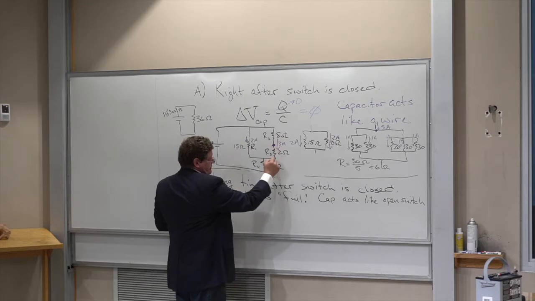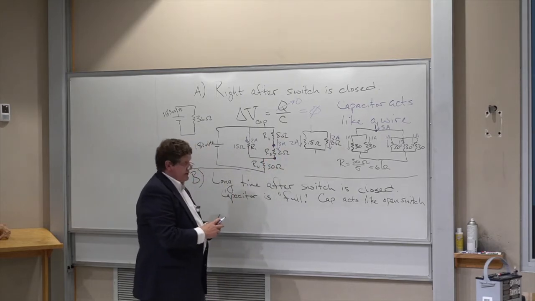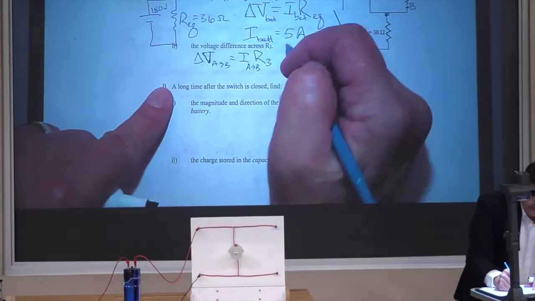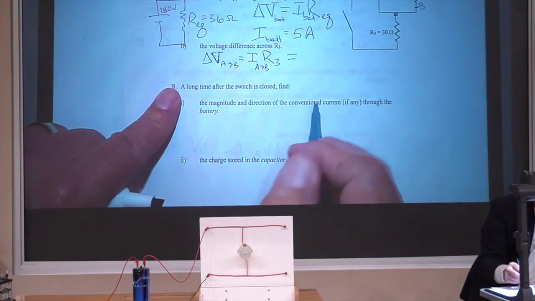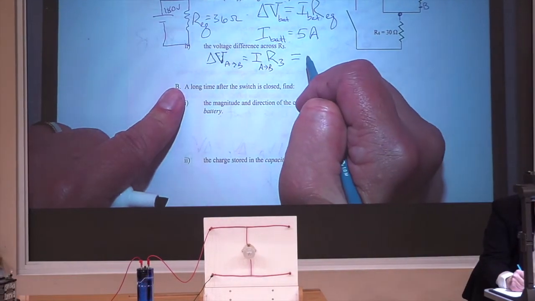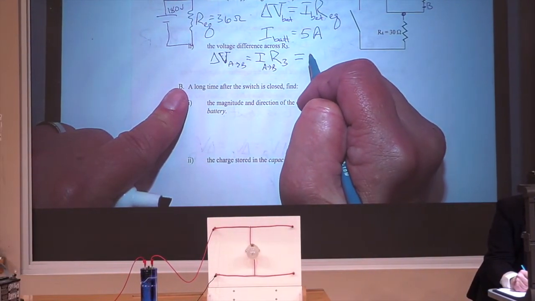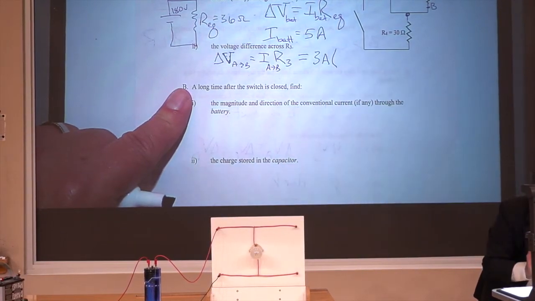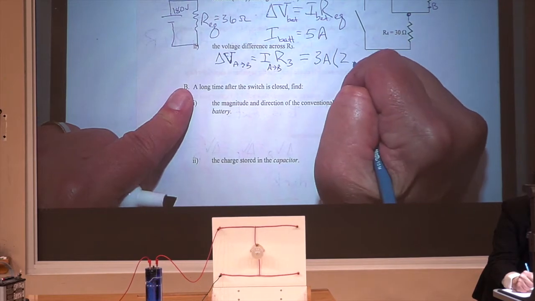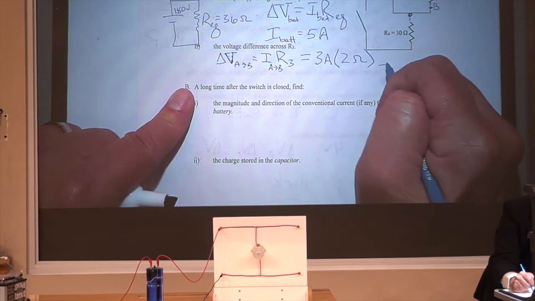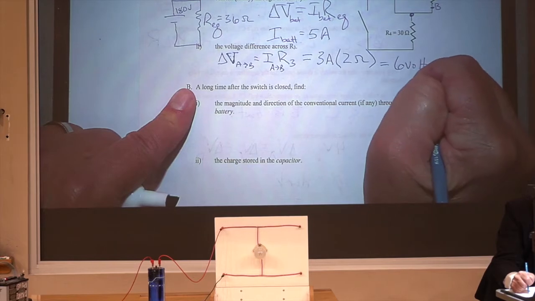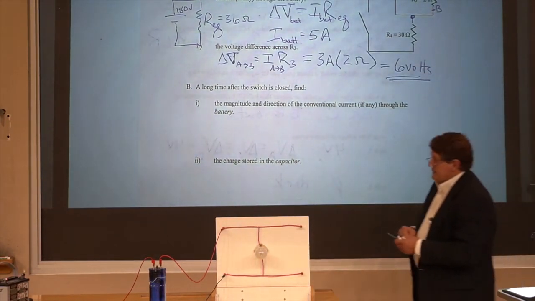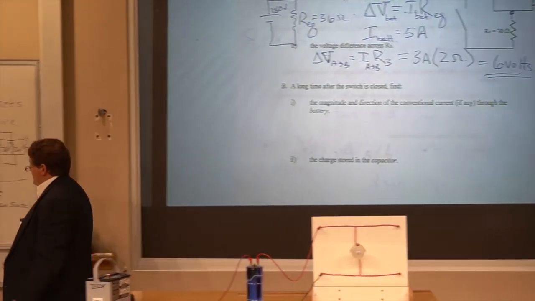Now remember what we're looking for. We're looking for the voltage difference across R3. Well, that voltage difference across R3 is going to be the current that flows between A and B through R3. That's 3 amps times the resistance of R3, which is 2 ohms, and that's going to give me 6 volts. Okay? Now, let's go to part B.